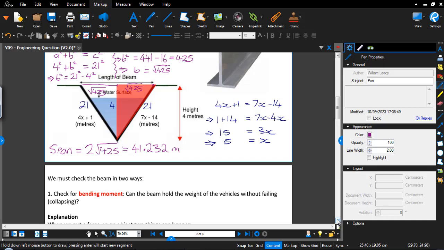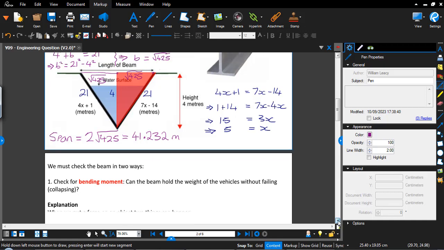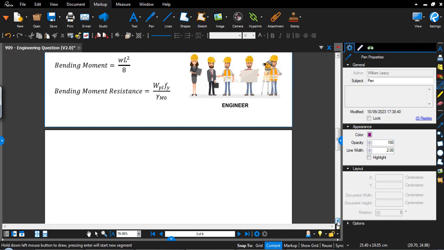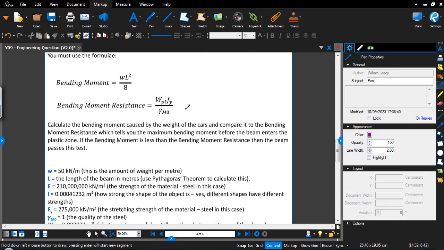I'm going to use 41.232. Okay, so we get the formulas here. So bending moment, so we know that L is equal to 41.232, we've done the hard part now. To get the bending moment, the load was 50, wasn't it? 50 kilonewtons. So it's 50 kilonewtons per meter.